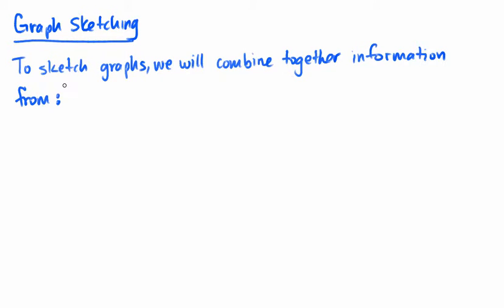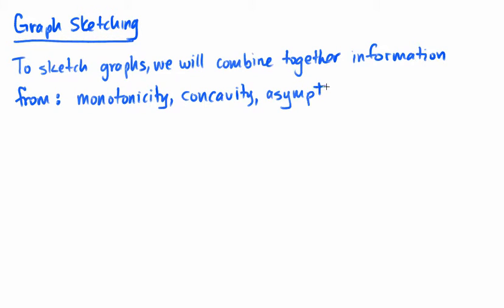To sketch graphs, we're going to combine together information from a few different sections, including monotonicity, concavity, what we know about asymptotes, limits, and other sources. Here are the steps.